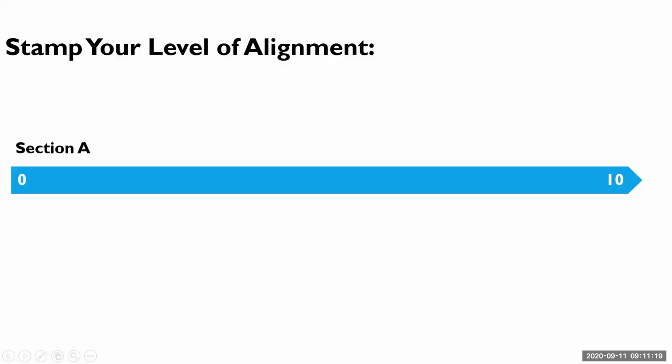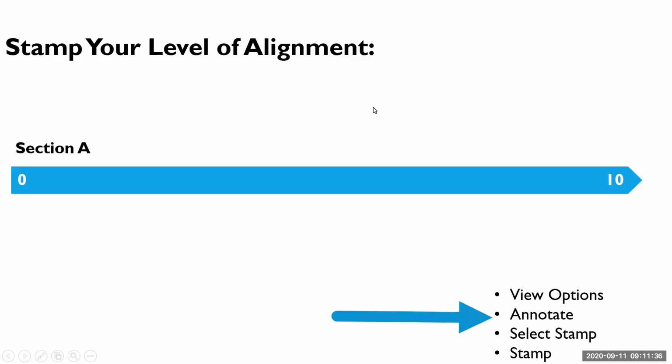If you were at our workshop on Tuesday, I did this before. If you have looked at the CVC rubric and thought about your course, at the top of your screen, you can go to view options and then select annotate. Then you can click on a stamp and tell us where on this line you feel like you are.